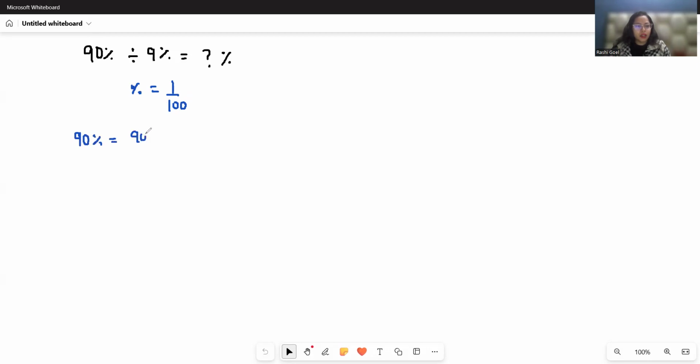We can write 90 multiply 1 by 100 by removing the percentage sign. So it becomes 90 by 100, which is equal to, cancel out the 0 with 0, 0.9. Similarly, 9%, 9 times 1 by 100, that is 9 by 100, which is equal to 0.09.